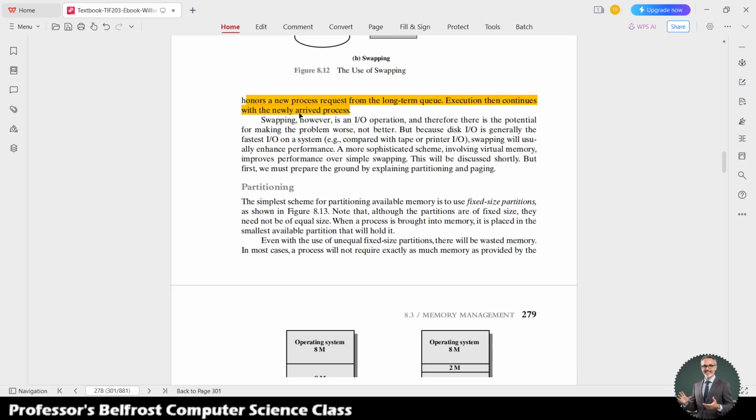Okay, but sometimes it can make the problem worse, not better. Because disk I/O is generally the fastest I/O on the system, swapping will usually enhance the performance.